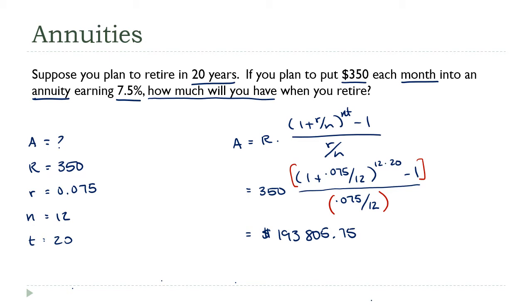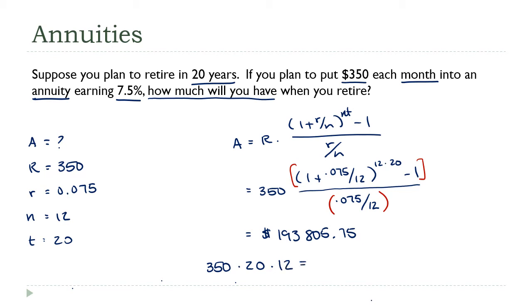Let me ask a supplemental question here. How much interest would you have earned in this scenario? Well, don't try to make this complicated. Don't try to go to formulas or any of that. Remember, interest is equal to how much you ended up with, that's the 193 grand here, minus how much you put in. Well, how much did you put in? You put in $350 a month for 20 years, and there are 12 months in a year.